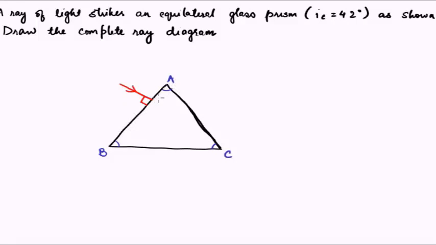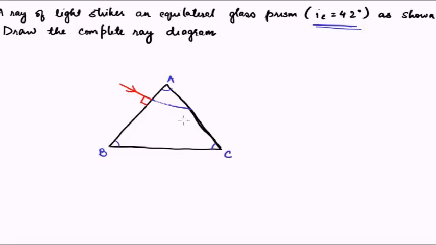We are asked to draw the complete ray diagram. How will the ray go? We are also given that the critical angle of incidence for this glass prism is 42 degrees. Now at the first point of impact, the surface AB, the angle of incidence is 0 degrees, that is, the ray of light is going perpendicular to the surface. Therefore, the ray will continue to move in the same line of path, and it will strike the surface AC somewhere around here. Pardon me for my drawing, this is actually a straight line.